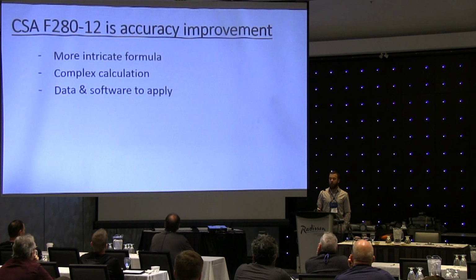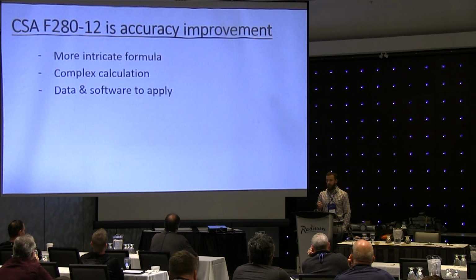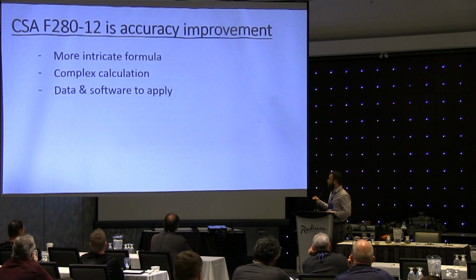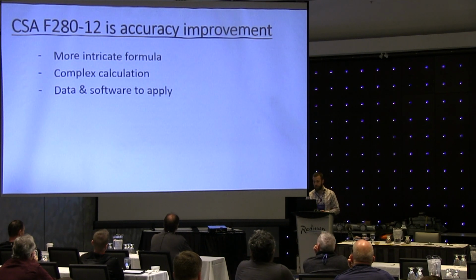The CSA F280-12 is a big accuracy improvement on what's been done in the past. That is why there's a big push for all of this. I think probably everyone in the room has seen incorrectly sized equipment installed, furnaces or air conditioners, heat pumps, and that's why this is here. That's why there's so much push for this to be happening, to improve accuracy. And they do that with very intricate formula, calculation methods, and the software.